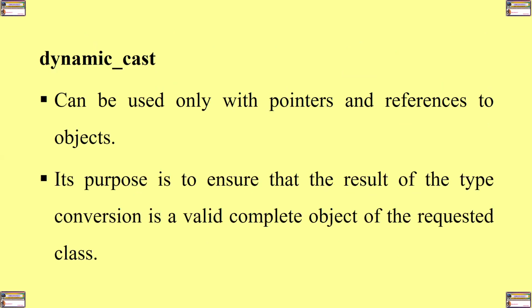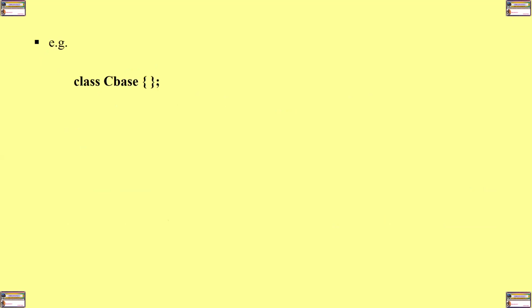Its purpose is to ensure that the result of the type conversion is a valid complete object of the requested class. For example, we have a class called CBase, which is empty. We can also have a class called CDerived, with the CBase class under its scope. So we can write it as follows. And then we have a B, which is of class CBase.